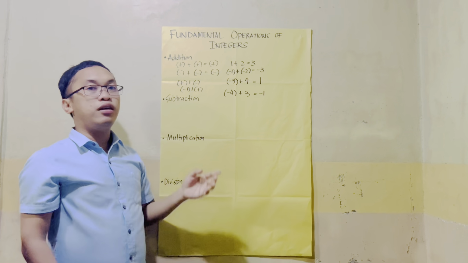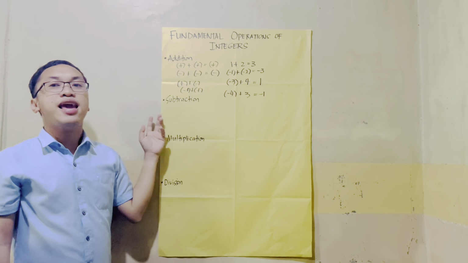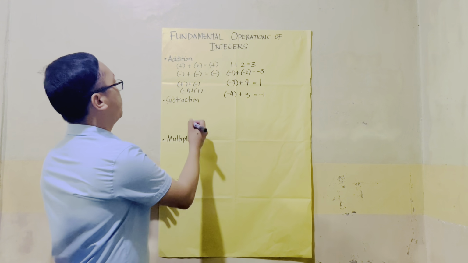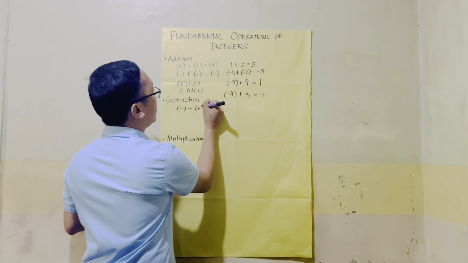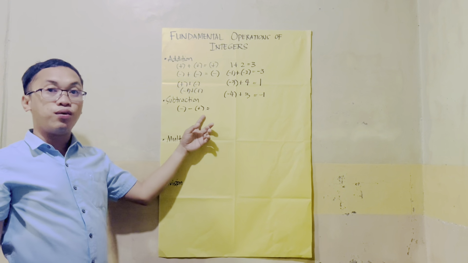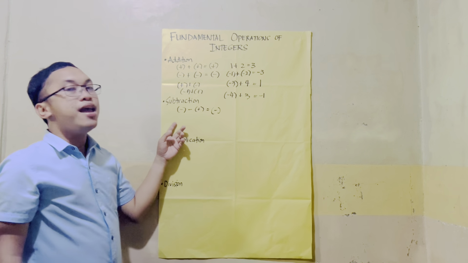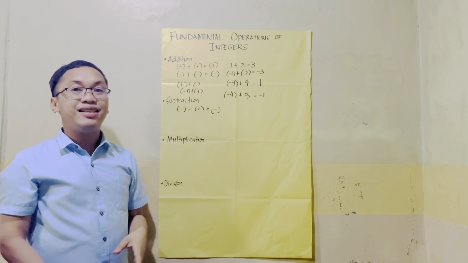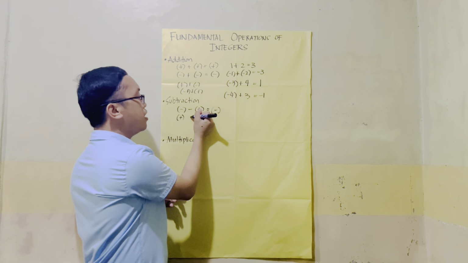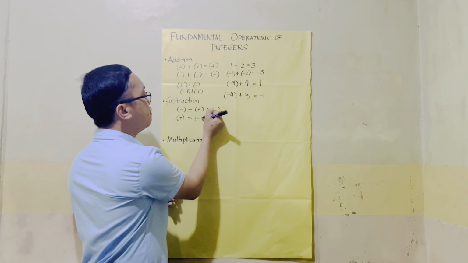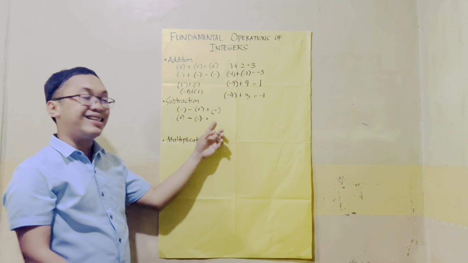The second fundamental operation is the subtraction. First, I'm going to discuss the negative minus positive. A negative minus a positive number will equal a negative number. The second one will be the positive minus negative. A positive number, let's say, minus a negative number, will equal a positive number.